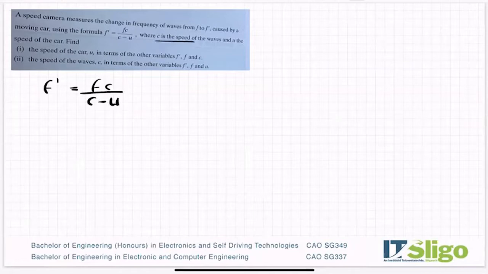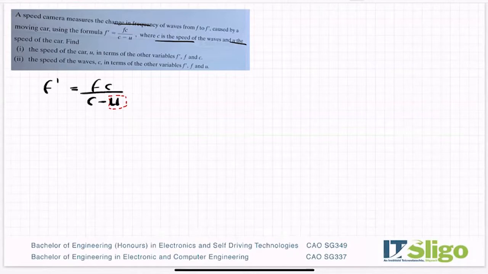So c is the speed of the waves and u is the speed of the car, and f dash is the change in frequency. Find the speed of the car u, so that's what I care about. I need to write this in terms of u. So u is on the bottom. We have two ways initially of doing it.